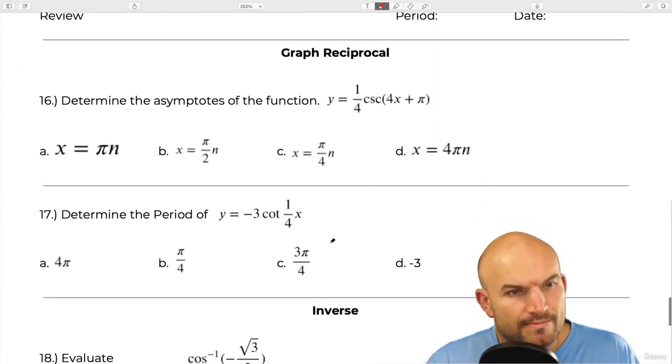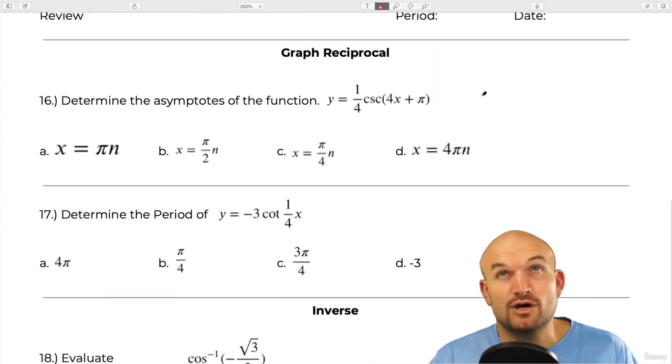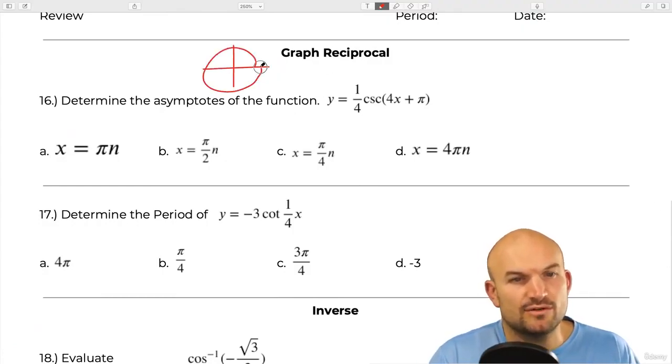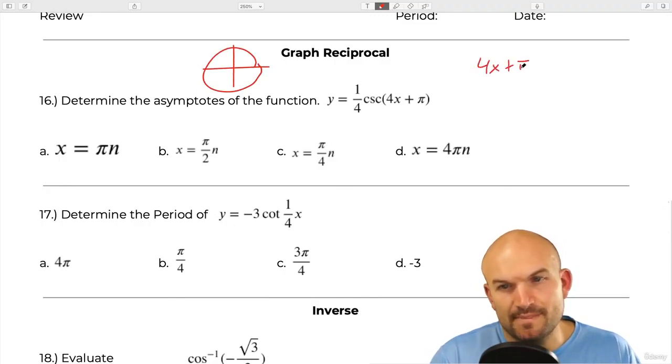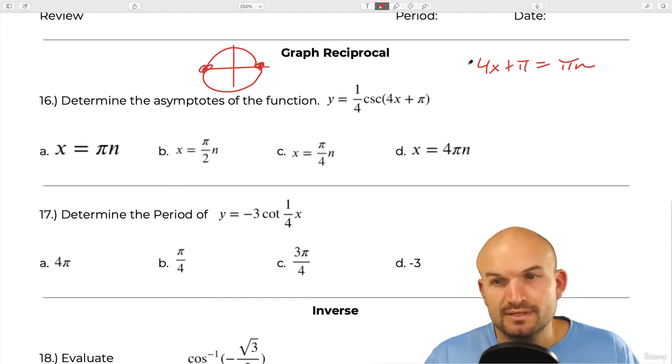Those are nice. Determine the asymptotes. So the asymptotes of cosecant. Let's think about, that's when sine's equal to 0, right? So it's going to be 4x plus pi is equal to pi n, right? Because sine is equal to 0 at 0 and pi.